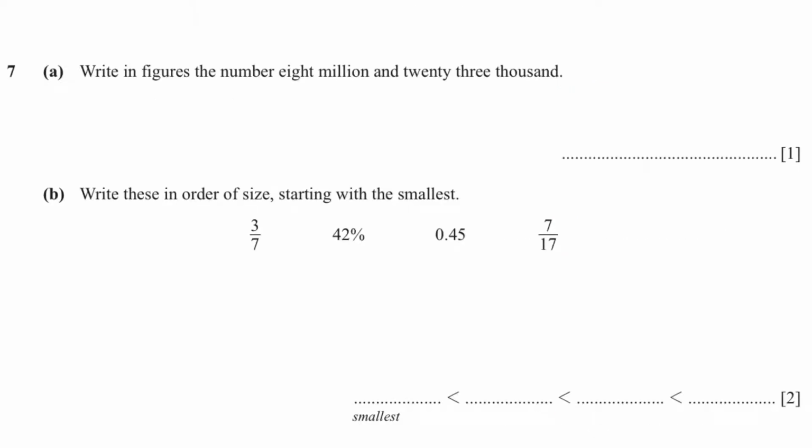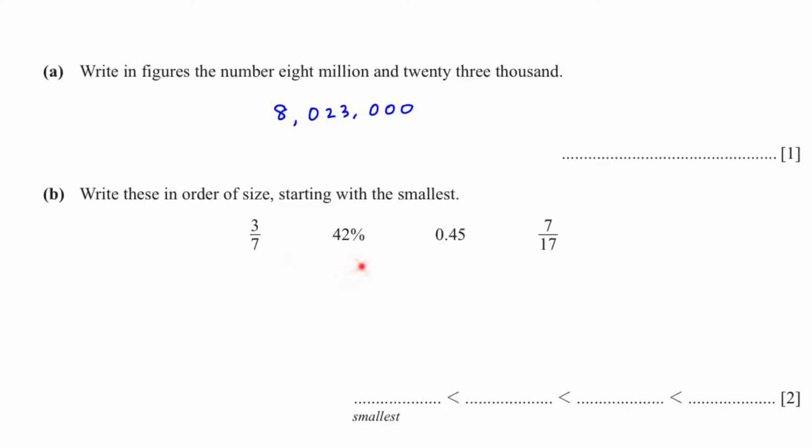Question number 7. Part A. Write in figures the number 8,023,000. So 8,023,000. Part B, write these in order of size, starting with the smallest.